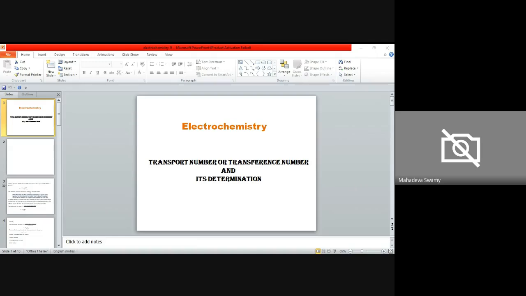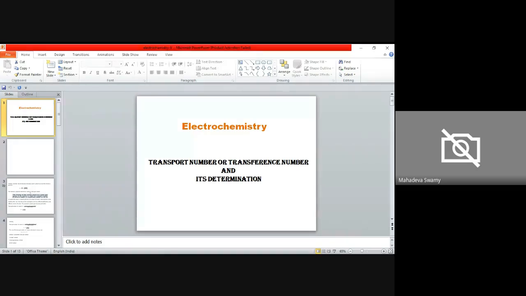One important concept from your examination point of view. It's very, very important. Transport number or transference number and its determination. Here, transport number, transference number, and then some important definitions also there. Abnormal transport number, and then how it relates with the mobility of ions, then how it relates with the generation of electricity. So all these things we are going to observe today.